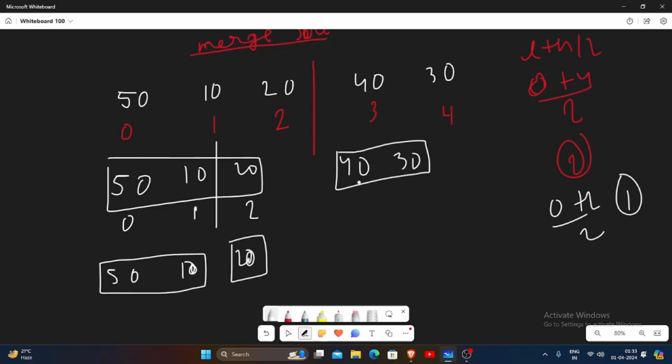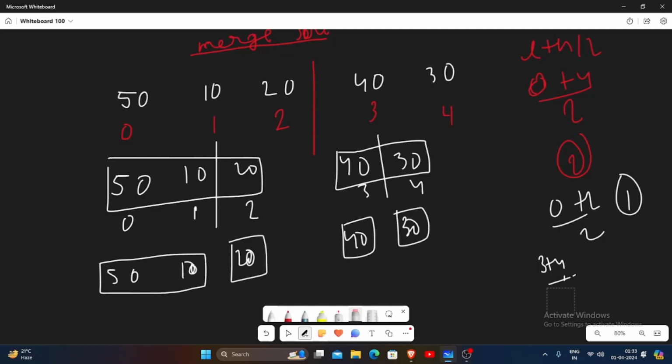Okay, same thing we will do here. This is 3 and 4. Mid will be low plus high by 2. Low is 3, high is 4. So 3 plus 4 is nothing but 7, and 7 by 2, if we take the floor value, would be 3. So that means the break would be here after index 3. So we get 40 and we get 30.